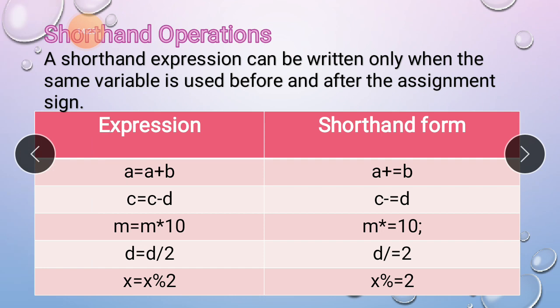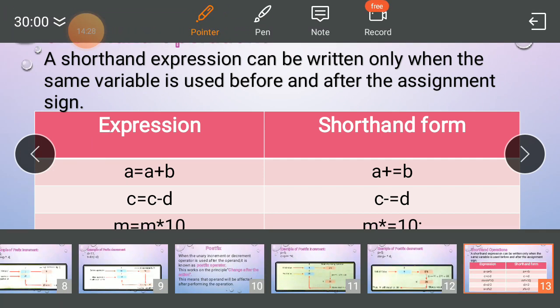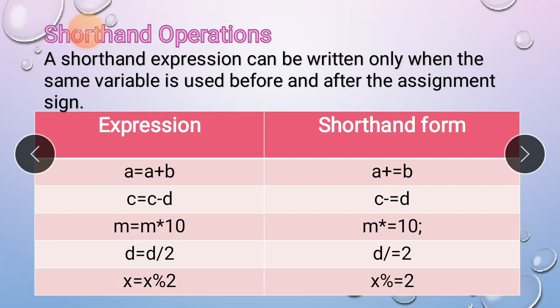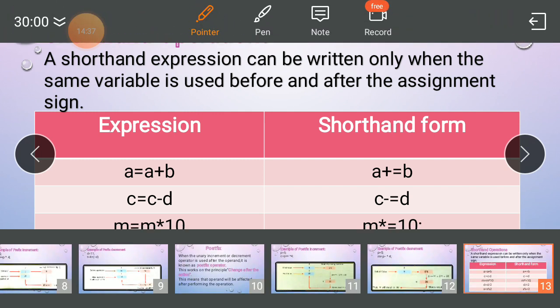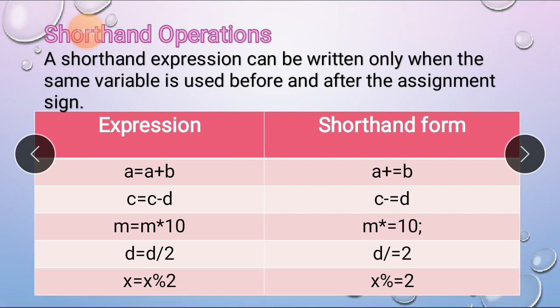See shorthand operations. A shorthand expression can be written only when the same variable is used before and after the assignment sign. Here the expression is A is equal to A plus B. Shorthand form: A plus is equal to B. This is the shorthand representation of this expression. Before the equal to sign and after the equal to sign, the same variable must be used. Then only we can represent such kind of expression in shorthand form.